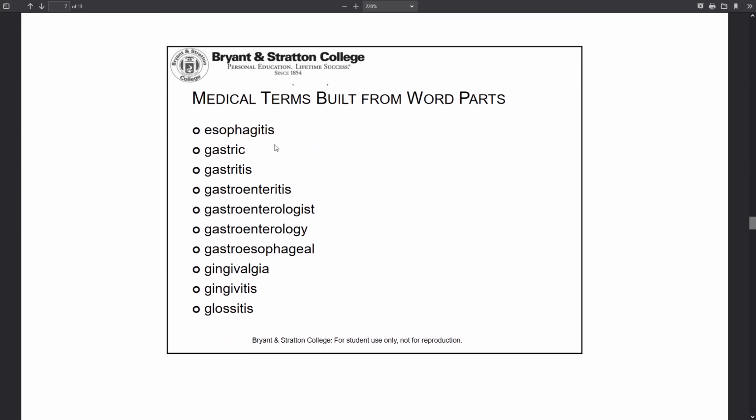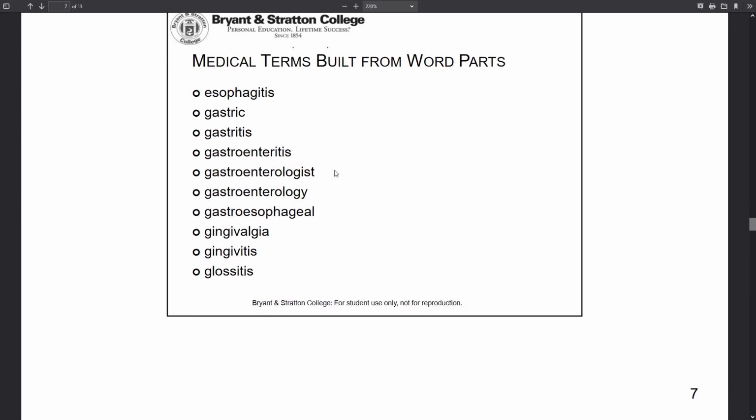Esophagitis, again, is inflammation of the esophagus with eating. Gastric pertains, specifically in this case, to the stomach. Gastritis is in the stomach. Gastroenteritis is what you would realistically refer to as the quote-unquote stomach flu. It's just an infection or inflammation referring to the stomach and the small intestine.